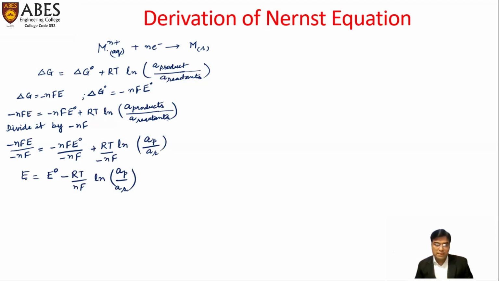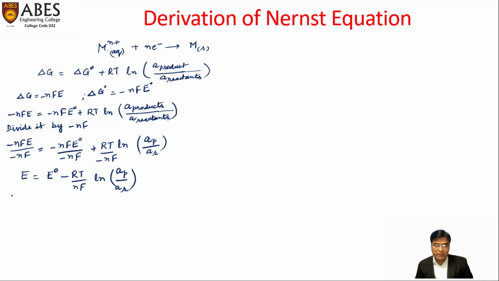Here E is the electrode potential, E naught is the standard electrode reduction potential, R is the gas constant, T is the temperature in Kelvin, N is the number of electrons associated with the chemical change, F is the Faraday constant whose value is approximately 96,500, and AP represents the activity of the product and AR represents the activity of the reactant.